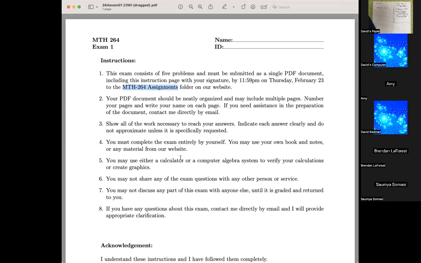But you can use your book, you can use your notes, you can use any material from our website. You can use any calculator or computer algebra system to verify your calculations or create graphics. And you're going to need to create graphics, nice graphics with Mathematica. You may not share any of this exam or its questions with any other person or service. This is my copyrighted personal property that I am sharing with you. You may not discuss any part of this exam with anyone else until it's graded and returned to you.